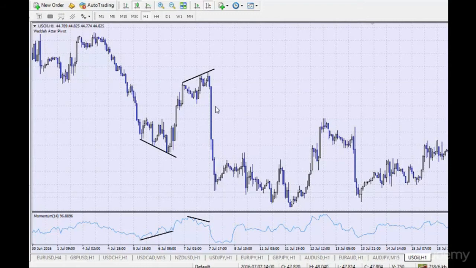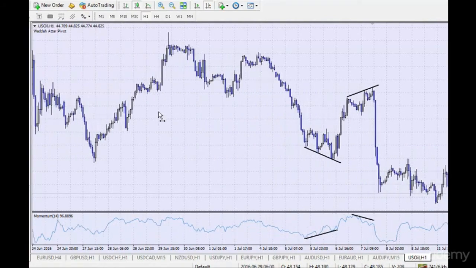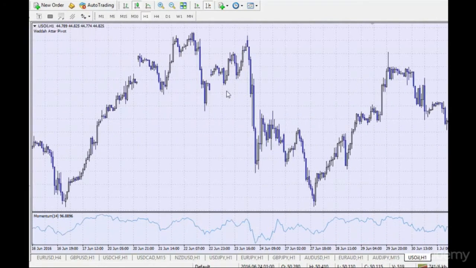300 pips. Now this was a fundamental announcement, but nonetheless you could have entered this trade based on the momentum indicator. Remember, you can combine these indicators together, the momentum indicator and some of the other indicators, plus your knowledge of candlestick patterns, trend lines, and support and resistance, into one strategy to get the best results. The momentum indicator is a very good indicator to use when you're trading Forex.